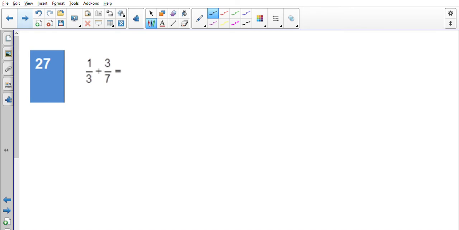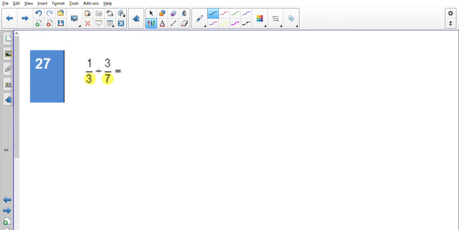A couple more here, then we have question 27. Similar but different to the last one. Okay, again I have denominators that are different, and I need to make them the same so I can add them. Now 3 and 7 will not, so 3's don't go into 7 times table. We should know that as well because both of these numbers are prime.